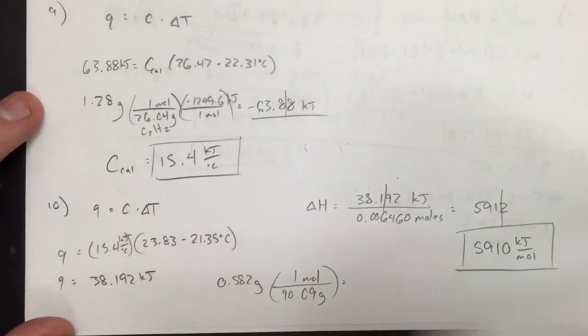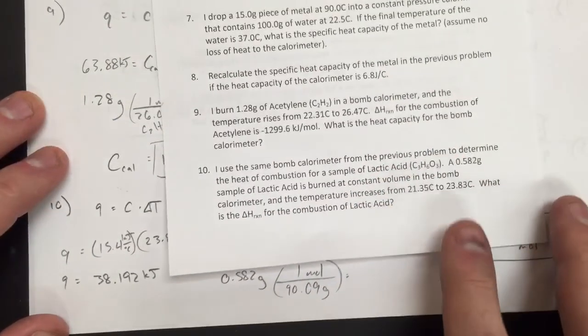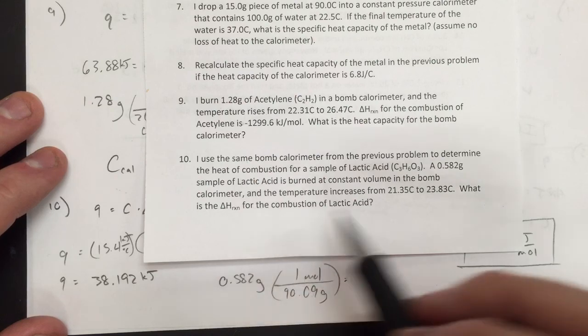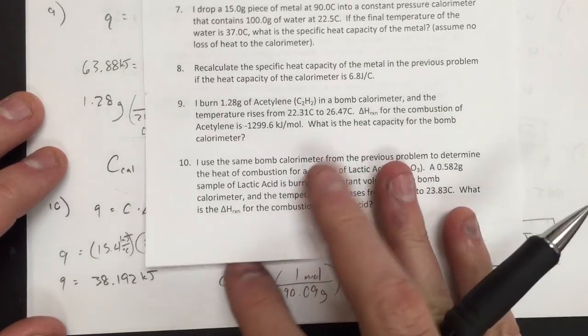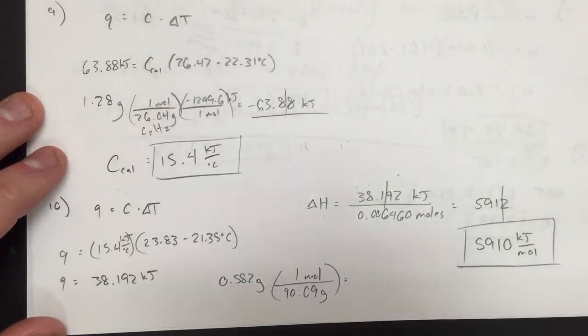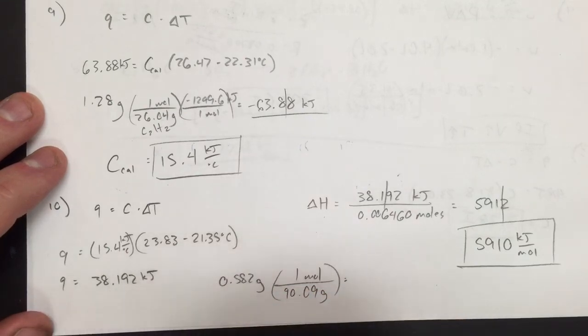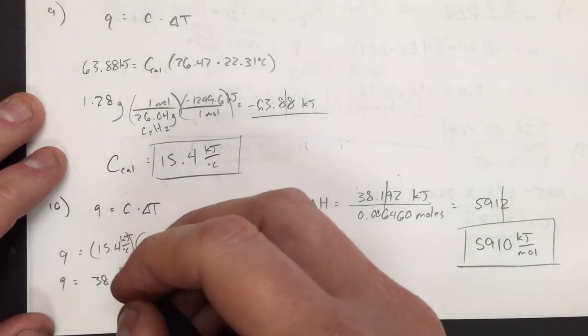All right, number 10 says, I used the same bomb calorimeter in the previous problem to find the heat of combustion for lactic acid, and it gives you a bunch of data. So in this one, we have C for the calorimeter, and we have the delta T, so we can find Q, and Q is 38.192 kilojoules, and that should have 3 sig figs, because each of these has 3 sig figs.